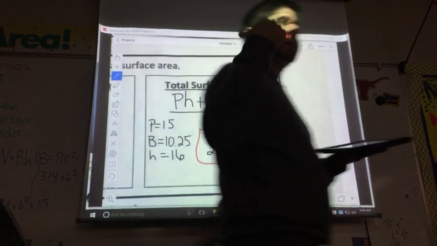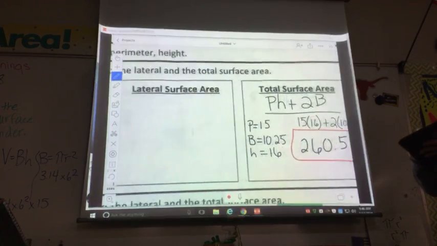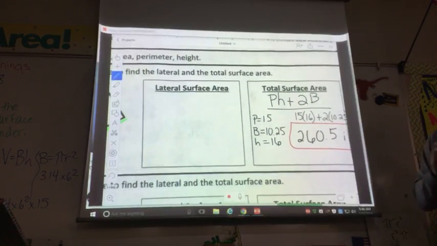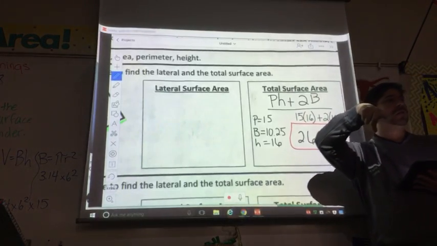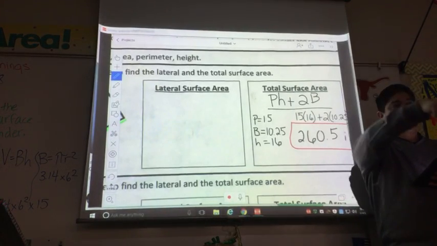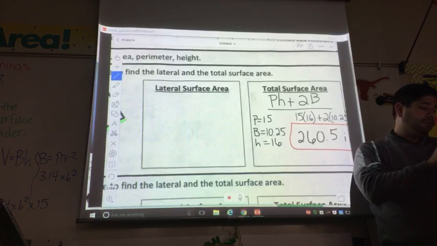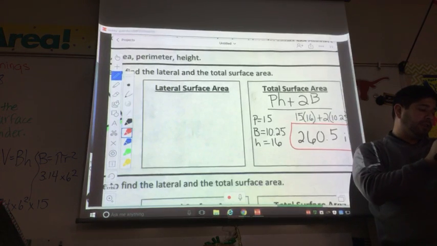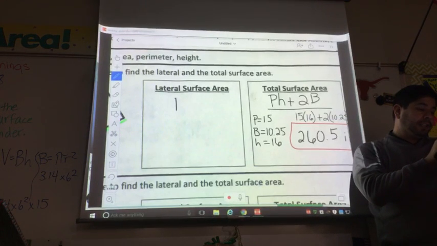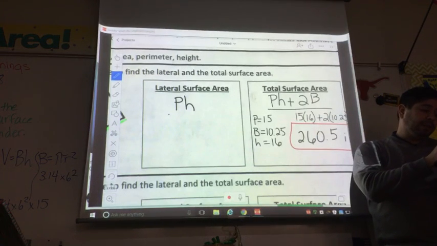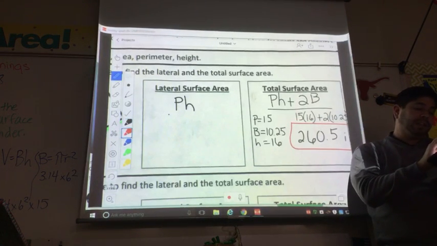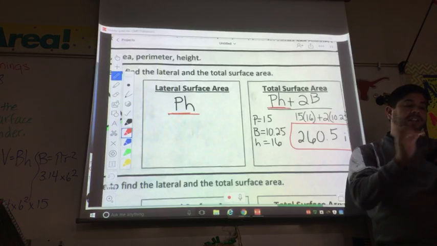So now we need to find the lateral surface area, right? Which is this box right here. It's easy, right, Jeremiah? So look at your formula chart. What's the formula for lateral surface area? S equals pH. Say it again, Jeremiah. S equals pH. Right, S equals pH. So our formula would be just this part right here. I'm going to do this in red for you. Isn't this the same thing as just that part right there?